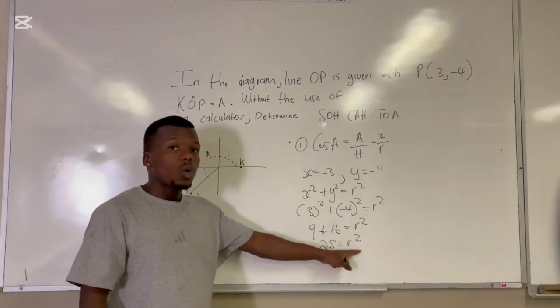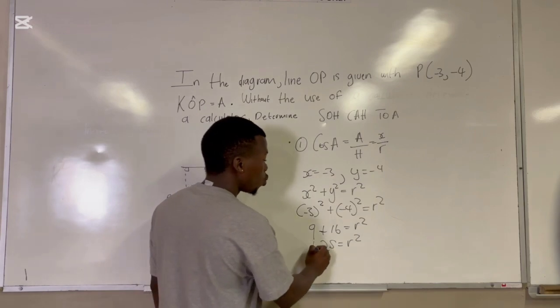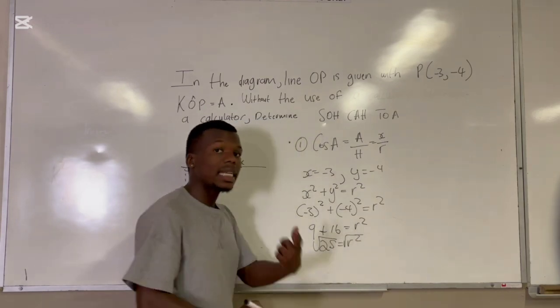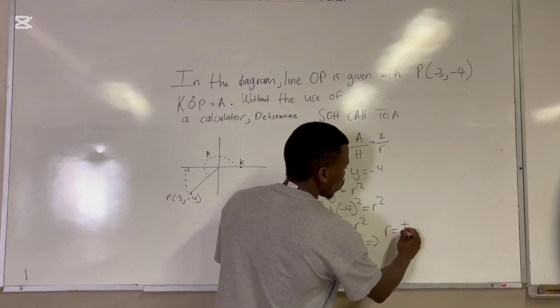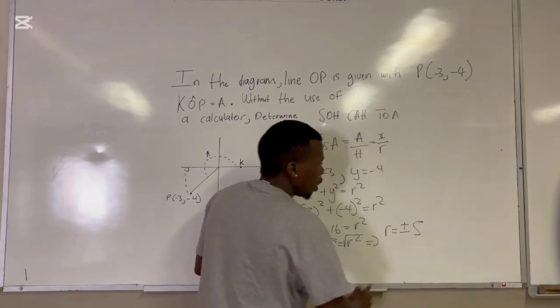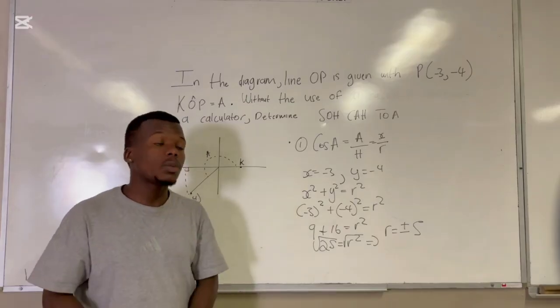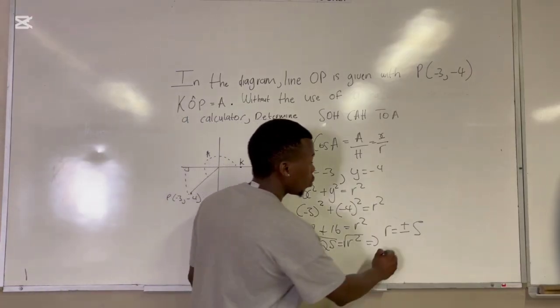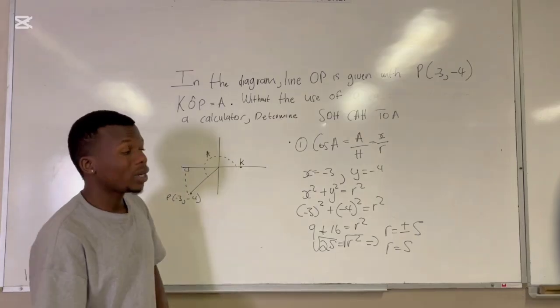How do we kill this square? You must introduce a square root. But what you do on the left hand side, you also do on the right hand side. In other words, here I'm going to have r is equal to plus or minus 5. Now remember, we are talking about the radius, and the radius is always positive. In other words, I'm going to work with r is equal to 5. Now let's go to the next question.